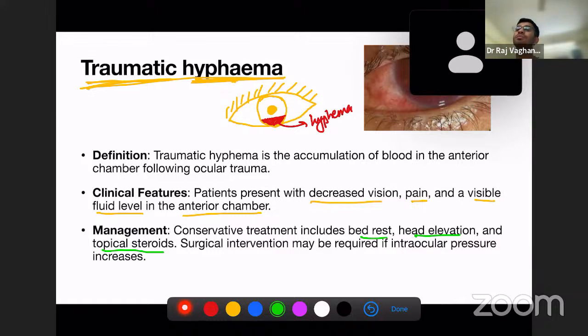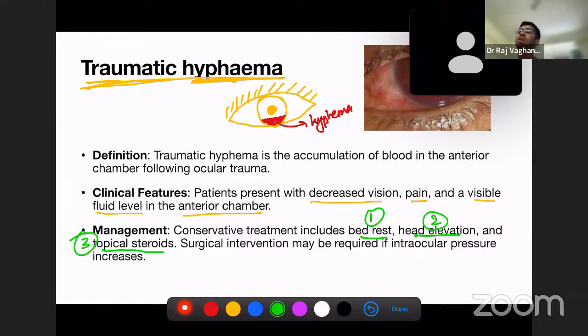Okay, so conservative treatment, most of the time, it helps, and it gives the best results. So you have to do bed rest, head elevation, and topical steroids. Bed rest, head elevation, and topical steroids. These are the three kinds of management, and the fourth kind of management is surgical intervention if intraocular pressure is raised. So we have discussed the definition, we have discussed 3 to 4 types of clinical features, and we have discussed their management types.